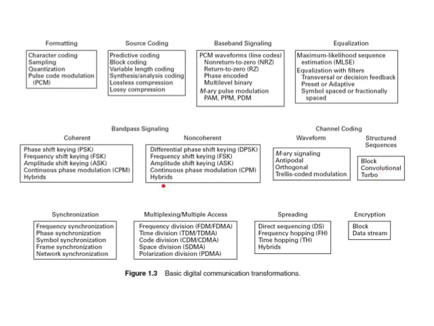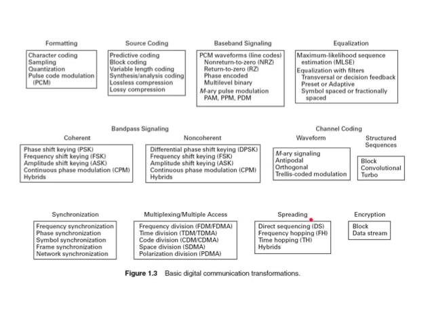Now coming to the next block, that is synchronization. In synchronization, we have frequency synchronization, phase synchronization, symbol synchronization, frame synchronization and network synchronization. Next, we have the multiplexing or multiple access block. In this, we have frequency division multiplexing or frequency division multiple access, time division multiplexing or time division multiple access, code division multiplexing or code division multiple access, space division multiple access, polarization division.